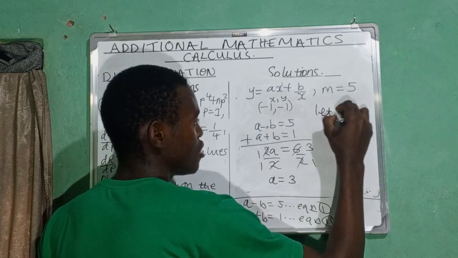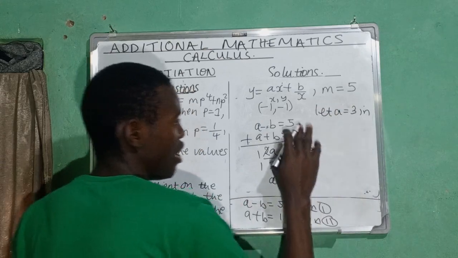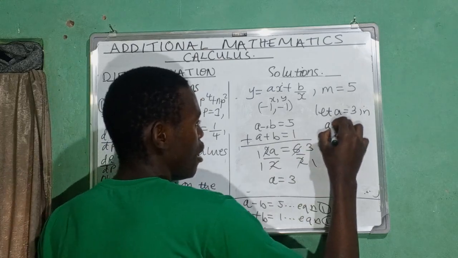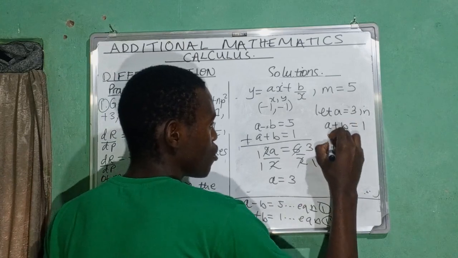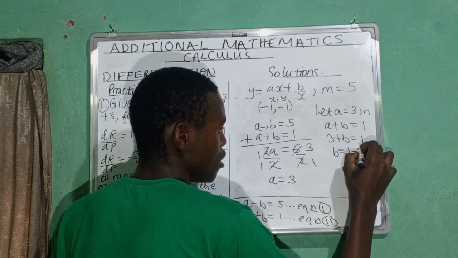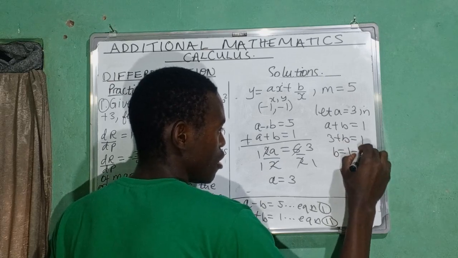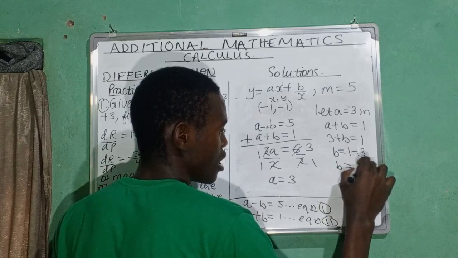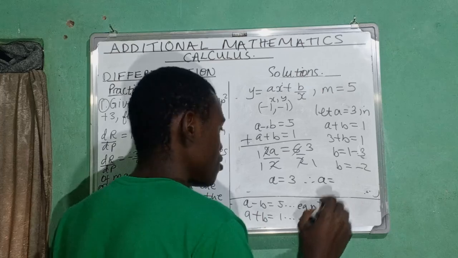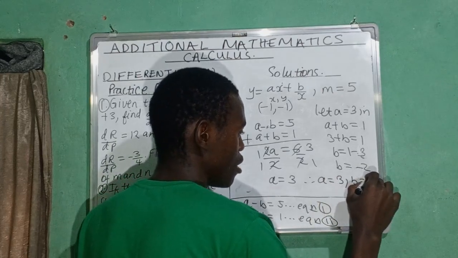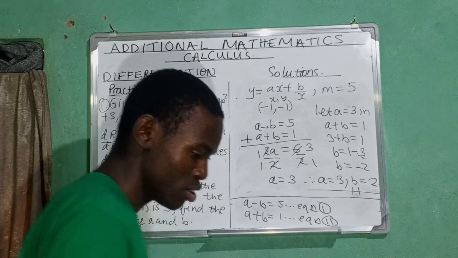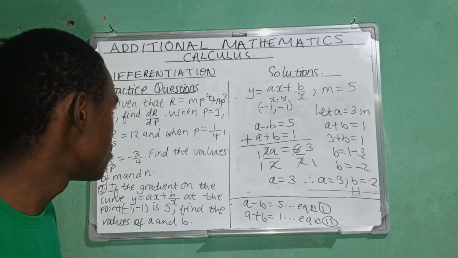Then we let a be equal to 3 in any one of these two equations. So in a plus b is equal to 1, 3 plus b is equal to 1. b is equal to 1 minus 3, so b is equal to -2. Therefore, a is equal to 3, b is equal to -2. That's your final answer.